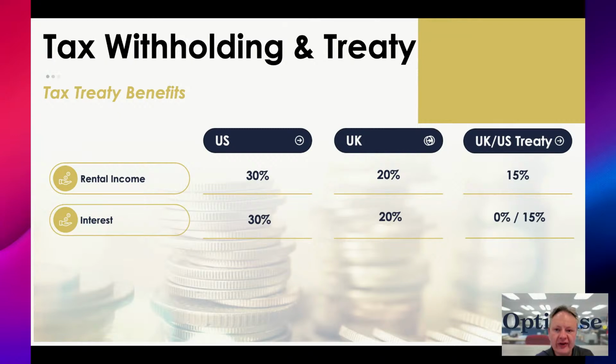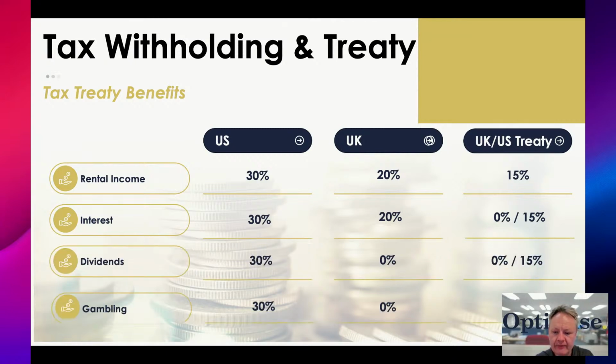Interest pretty much follows the same thing in terms of withholding, which is reduced because of the UK-US tax treaty. Dividends are the same. And gambling, interestingly enough: in the United Kingdom we do not tax people on gambling income, but the United States does. So there is a 30% tax charge that they would try and charge you at the casino. And if you're not quite with it, that tax withholding will remain in place if you don't have the appropriate forms to stop it.